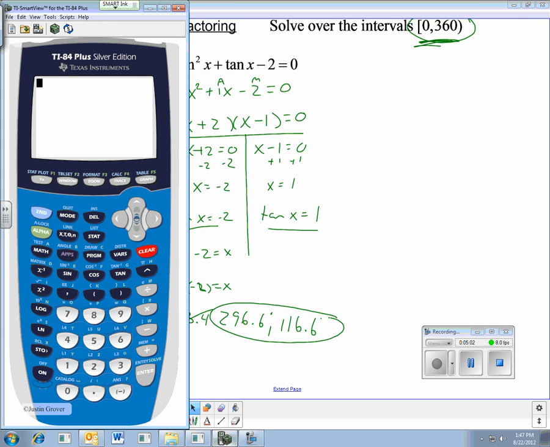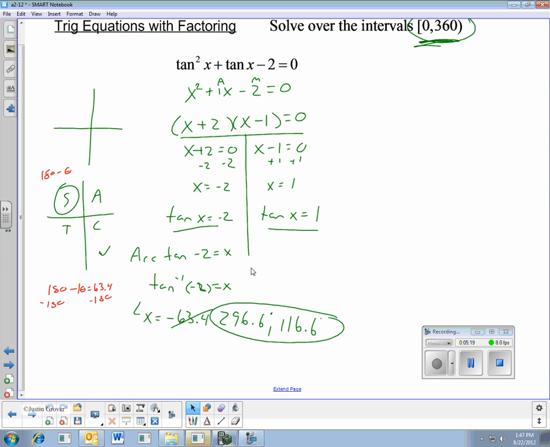And now I'm rounding, but again, I can verify these. I want to know where tangent is negative 2. Tangent of 296.6 should give me roughly negative 2, negative 1.9. And also tangent of 116.6 is also negative 2. So when you get down to the point of tangent x equals negative 2, you're going to get two angle measurements, but it's very easy to check those angle measurements. So make sure to check your work.